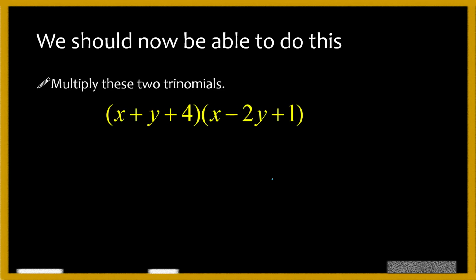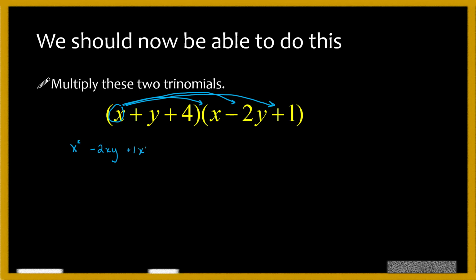So now we should be able to do this problem, the multiplication of the two trinomials. So let's try to work through this one. I will start by taking this x, and I'm going to multiply it by all three terms in the other trinomial. Let me draw some arrows here. So I'm going to take x times x, which will get me x squared. Now I'm going to take the x times the minus 2y, minus 2xy. Now the x times the 1 gives me plus 1x.